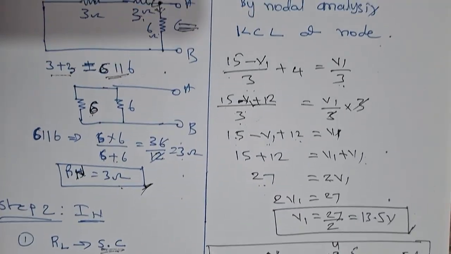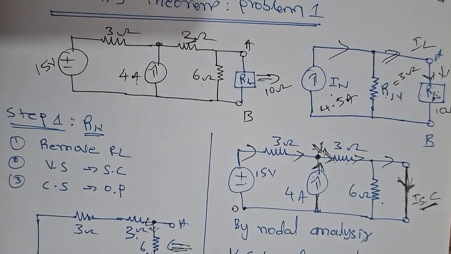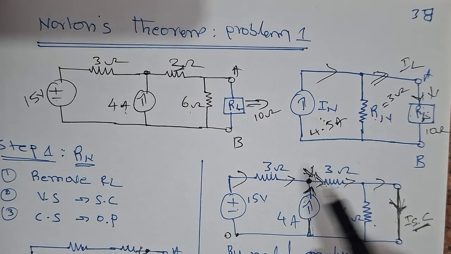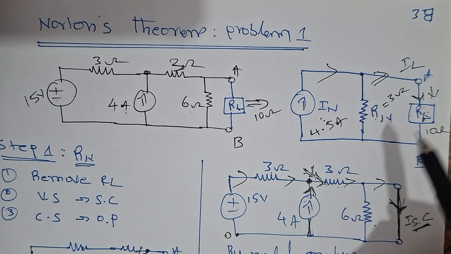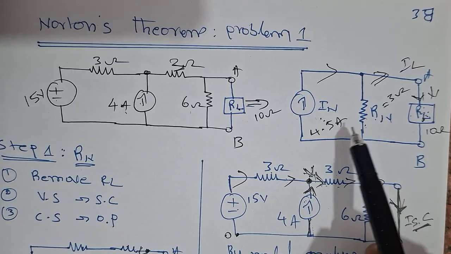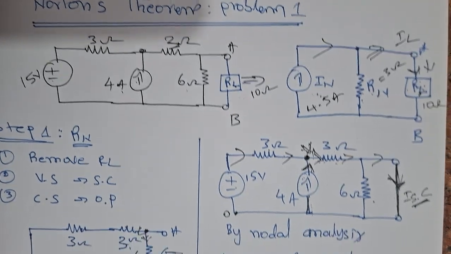So this is the process of finding the Norton equivalent circuit diagram. After finding all the values, the Norton current and Norton resistance, you are supposed to substitute them in this circuit diagram and show it like this. So this is the Norton equivalent circuit diagram. I hope you understand. Thank you so much.